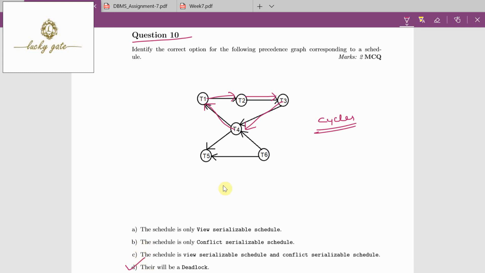And here, because a cycle is there, it is not conflict serializable, and because the schedule is not given, we cannot decide about view serializability. So option C is also wrong. So what we can conclude is, because a cycle is there, there is a possibility of deadlock. It means that T4, T1, T2, T3 may wait for one another in a circular way, causing a deadlock situation. So the answer for question number 10 is option D.